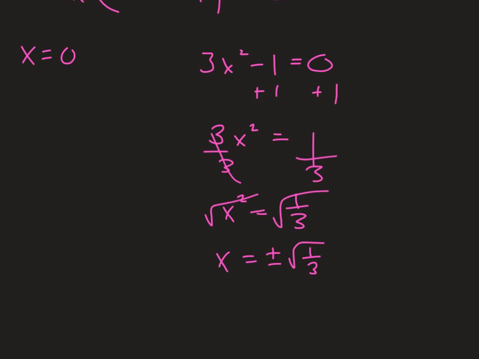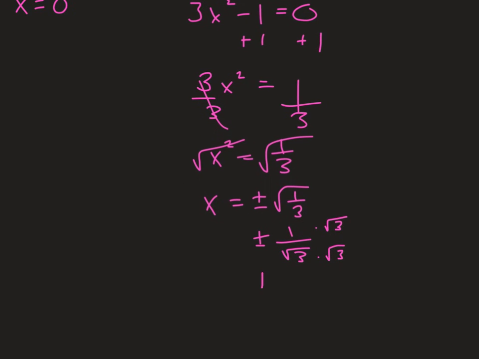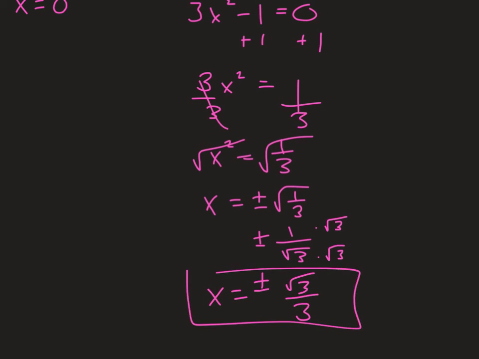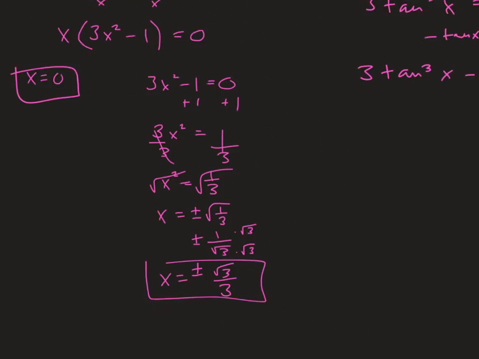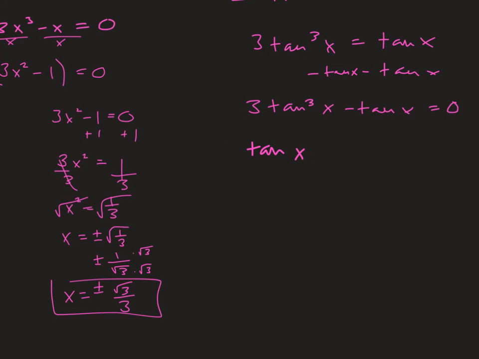What's the square root of 1? 1. So we have 1 over the square root of 3. We have to rationalize this. So multiply the top and the bottom by square root 3. So we get plus or minus square root 3 over 3. So this one and this one, but we are dealing with tangent here. So I'm just going to replace the tangent of x with x because we solved it with x's.